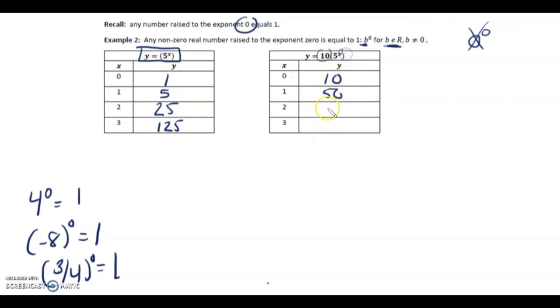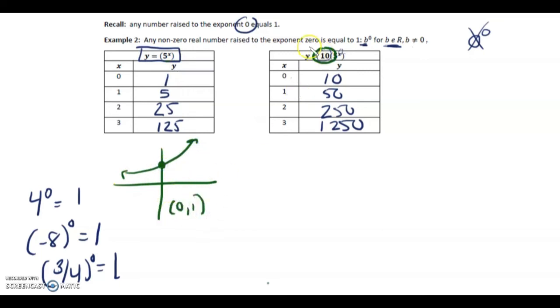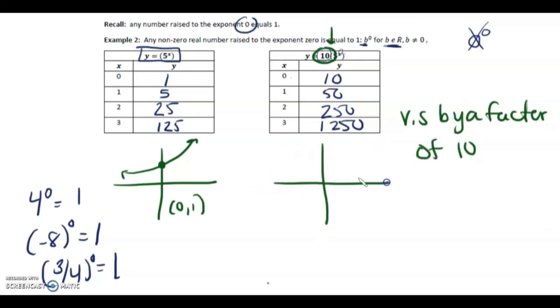5 squared is 25 times 10, we get 250. And then 5 cubed, we get 1,250. So if we actually take a look at this, our normal graph, no matter what the base is, is always going to start at 0, 1, unless there's this vertical stretch. So this would be a vertical stretch by a factor of 10. And what that would do is it would allow us to graph it. It's going to look exactly the same.